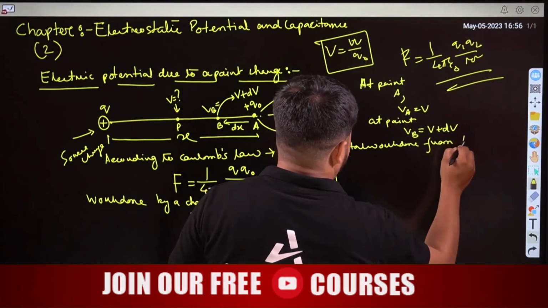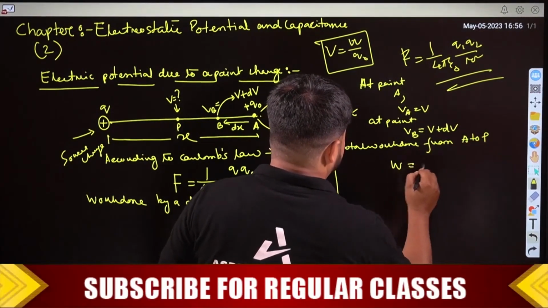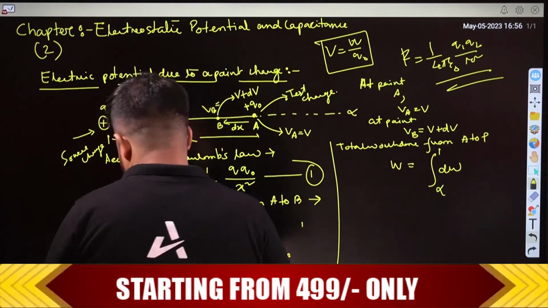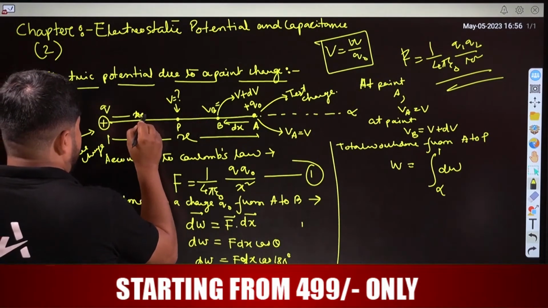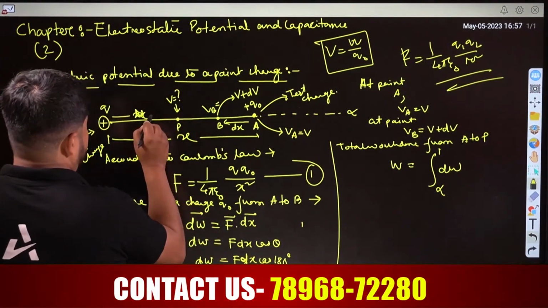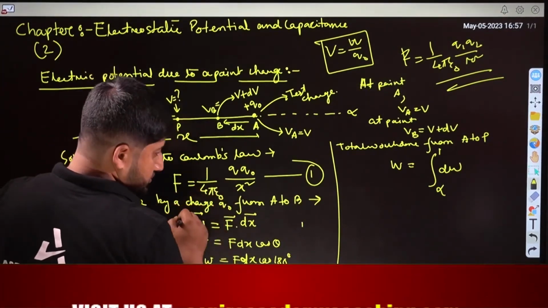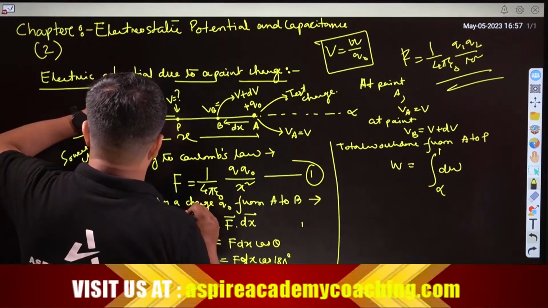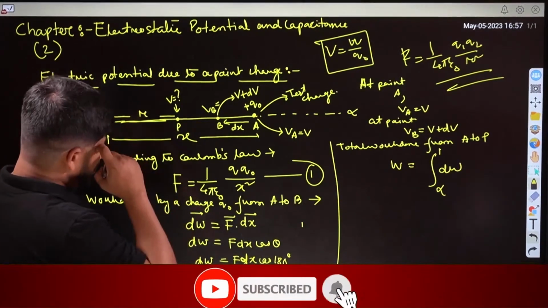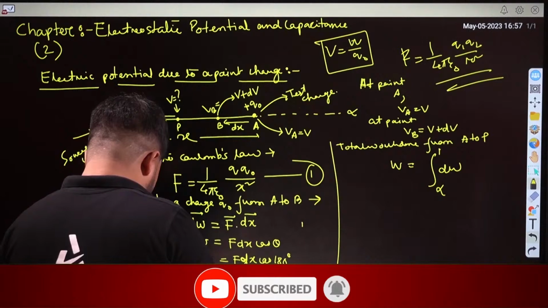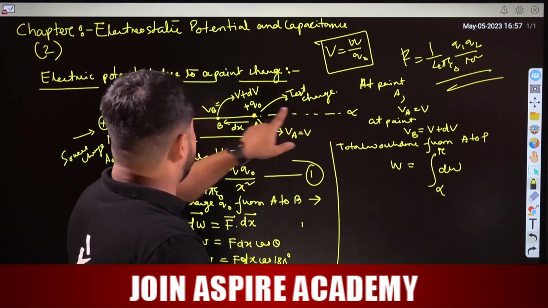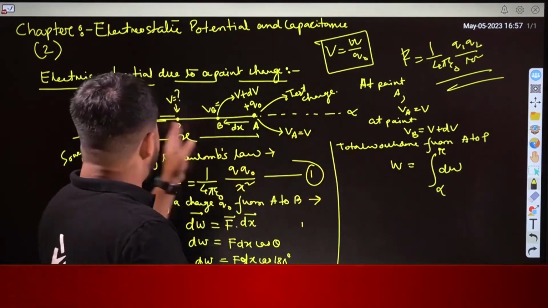So total work done from A to P: we have to integrate dW, from infinity to r. The distance from here to here we take as r, not x. So here we have to calculate from infinity to r, because the limit is infinity to r. From infinity to r, the lower limit is infinity and the upper limit is r.